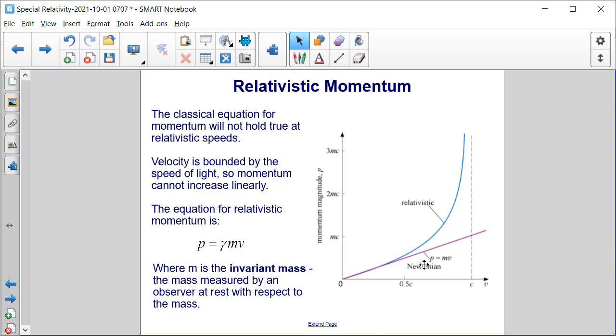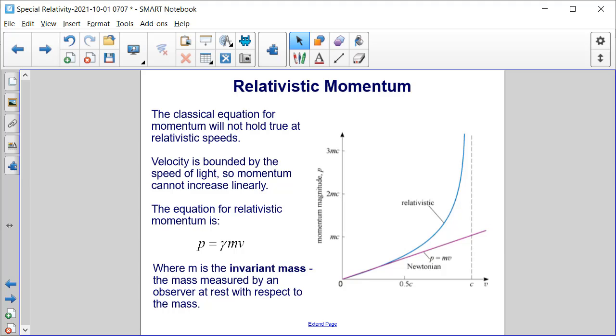This purple line is our classical understanding of momentum equal to mass times velocity. It's a linear relationship here. But you can see that that doesn't happen as the velocity approaches the speed of light. So velocity is bounded by the speed of light. So momentum cannot increase linearly because we can't have a velocity greater than the speed of light.